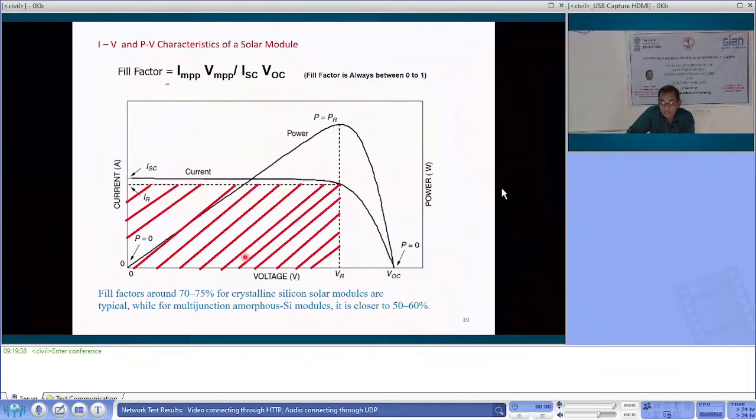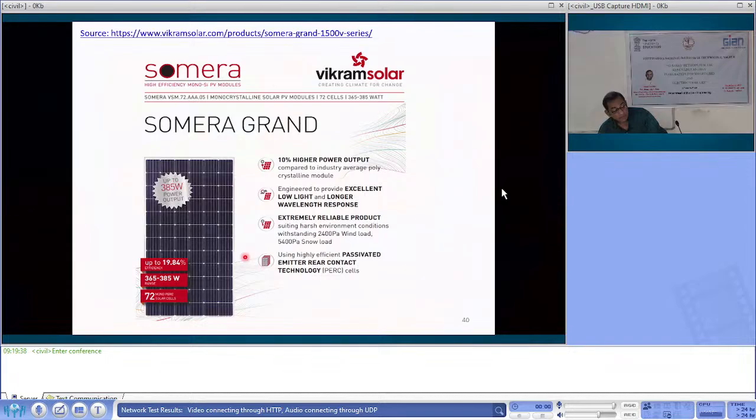Typical for multi-junction amorphous silicon, it is closer to 50 to 60, it is reduced. Amorphous silicon means that thin film, it is not so popular. Though, okay, so that thin film size is reduced, but this Somera grant, आपको मैन्युफैक्चर की वेबसाइट देखनी पड़ेगी.